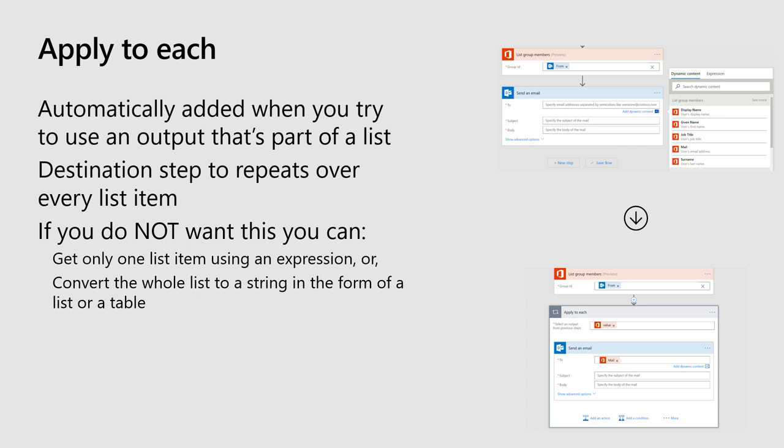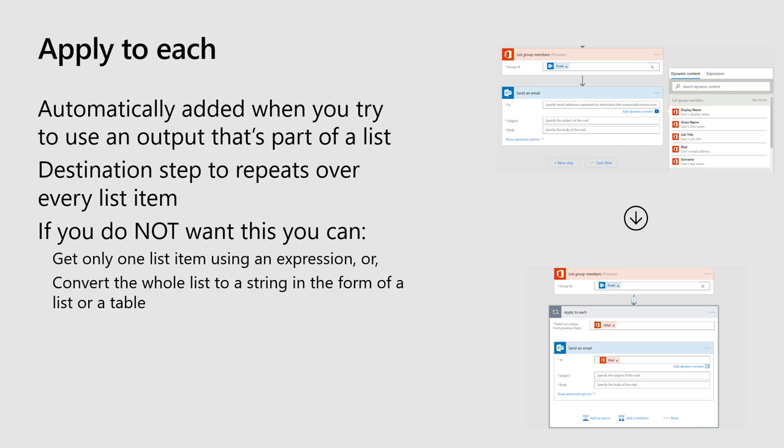So starting with apply to each, the first introduction you may have to this is you're just building out your flow for the first time, and then you add something in, and bam, you get this apply to each surrounding your action. It can be a bit surprising, but that only happens when it needs to. That happens whenever the thing that you clicked on is inside of an array or a list of items that come from a previous step. So that's why that's happening automatically.